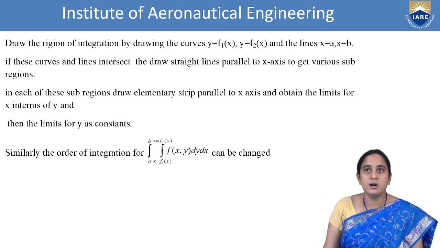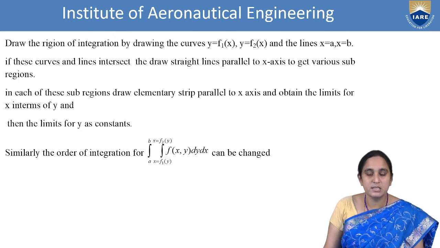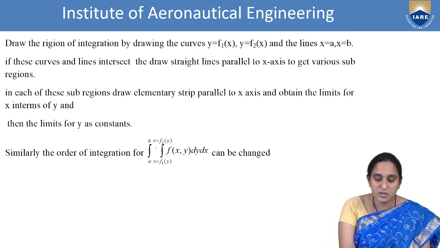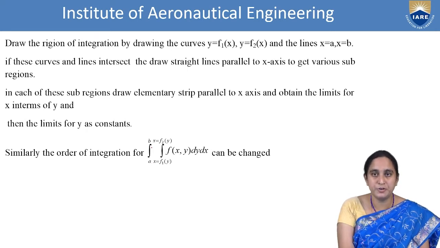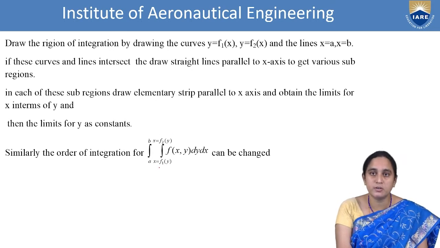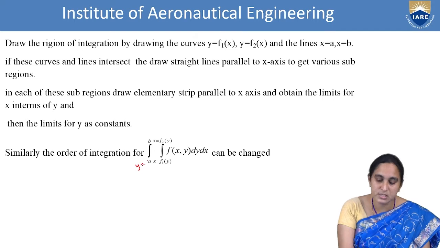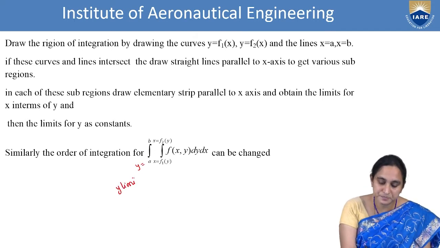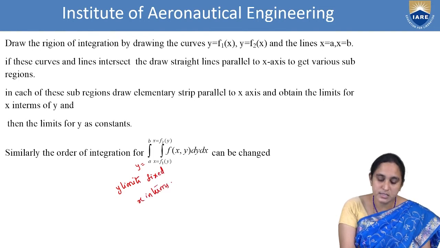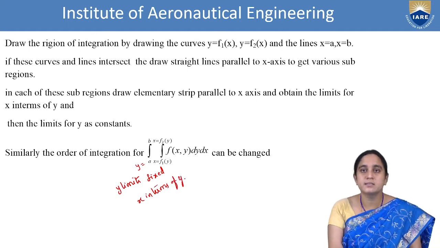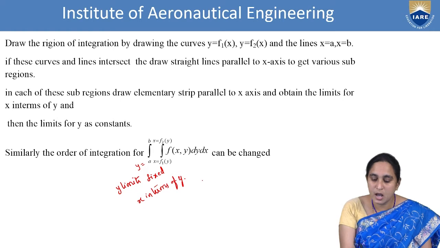And similarly, the order of integration here: once you observe the integral a to b, and the second integration x is equal to f1 of y to f2 of y, f of x comma y dy dx, it can be changed. How will it change? Once you see the second working rule of changing the order of integration, here the y limits are fixed and x is in terms of y. For that case, by using change of order of integration, how will I convert that?